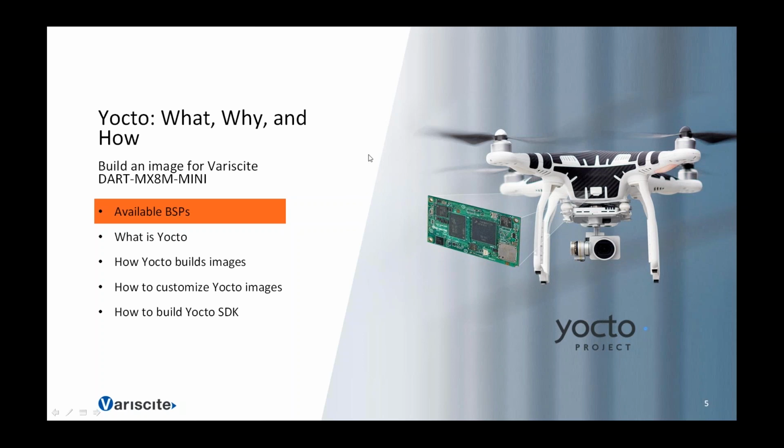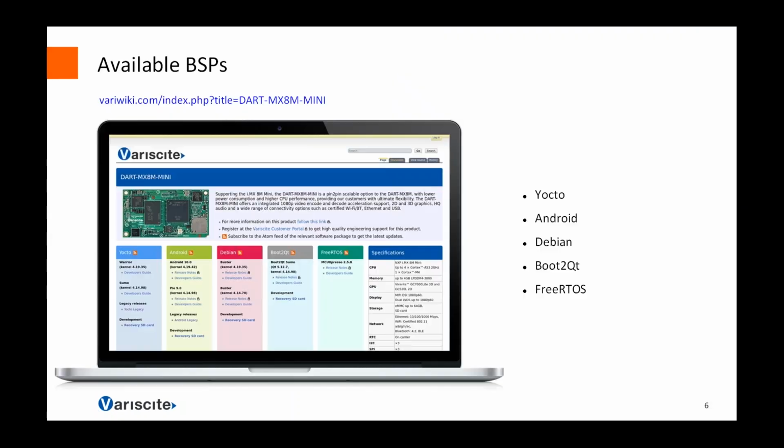Let's start from the available BSPs that we usually provide for all of our platforms. First of all, you can check on our wiki. We have a dedicated wiki page for this SOM, as for all of the other SOMs, where you can find all the available BSPs. Today we will focus on the first one, that is Yocto, but we also have Android, Debian, BootQt, and FreeRTOS. For those who are not aware of the various details, let me just do a quick overview.